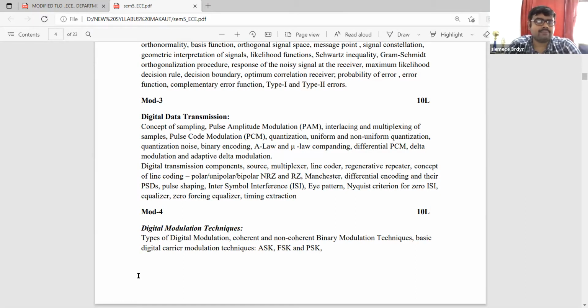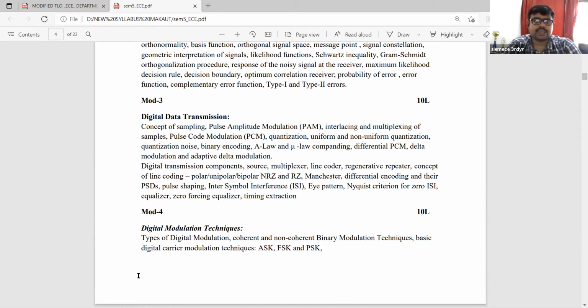So the concept of sampling, pulse amplitude modulation (PAM), interlacing and multiplexing of the samples, pulse code modulation (PCM), quantization, uniform and non-uniform quantization, noise, binary encoding, A-law and mu-law companding, differential PCM, delta modulation, adaptive delta modulation.